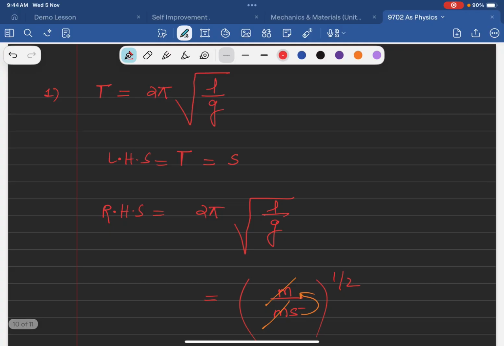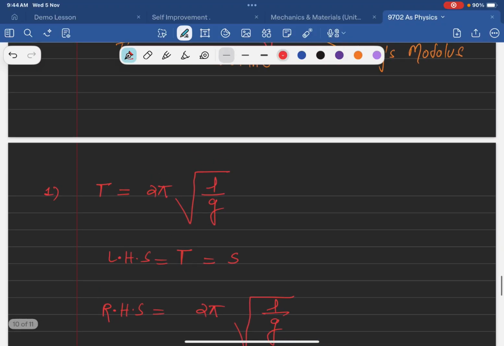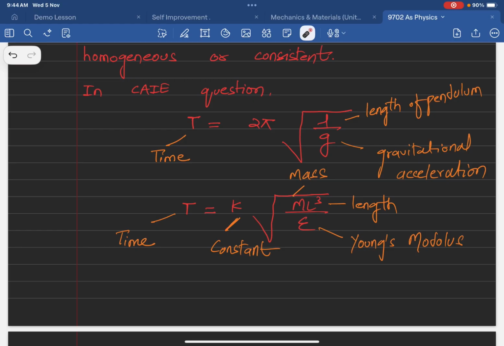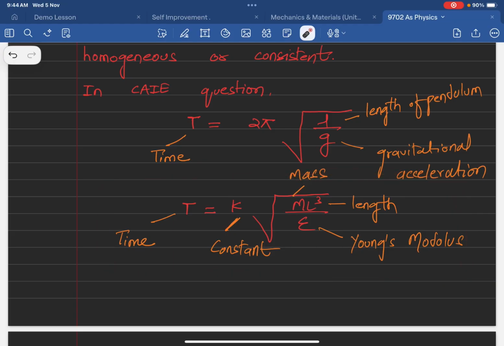And in CIE, the examiner will give you these type of question. This is one type of question. The other type of question that I have highlighted here in my video, we are going to practice this in the next video or when we are doing the past paper analysis. So that is all for this video.